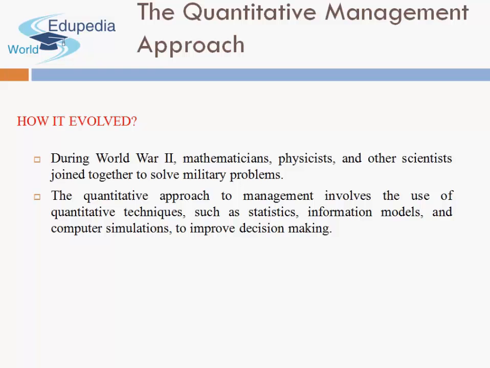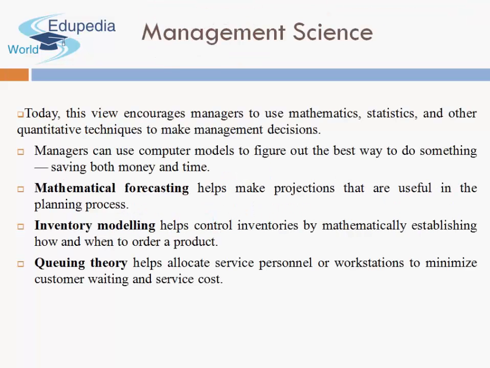For example, when we talk about statistics, there are certain tools like regression, correlation, and time series analysis through which managers were able to forecast how things would go in the future. Mathematical forecasting helps make projections that are useful in the planning process. Projections are what you anticipate will happen in future. Inventory modeling helps control inventories by mathematically establishing how and when to order a product. It helps you understand what kind of inventory you would require in future.